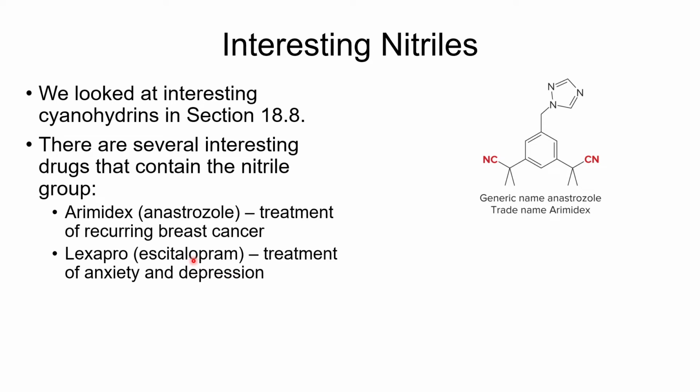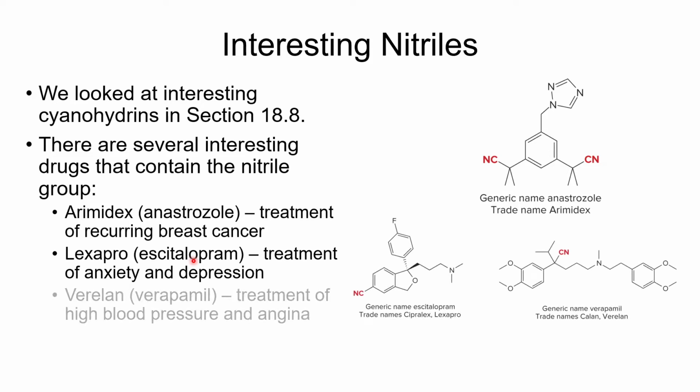Lexapro is a very commonly used depression treatment. It's an SSRI. And also, this one's used for certain types of heart disease, high blood pressure, angina. And so Verelan is commonly used there. And you'll see that these all have these cyano groups on there.